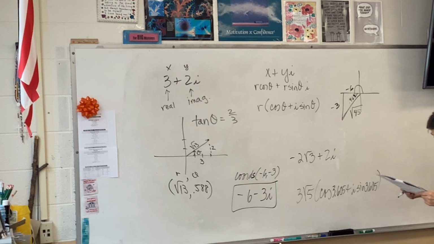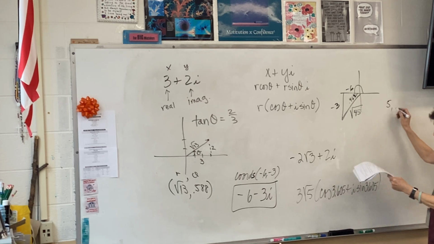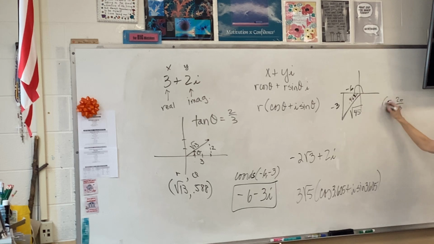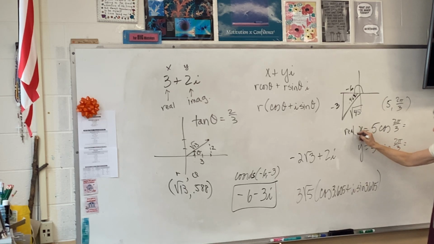Number 2, a complex number is represented in polar coordinates, 5, 2 pi over 3. Find its real and imaginary component. Okay, what does that mean? The real component is x. The imaginary component is y. So I am going to find x and y. So x equals r cosine theta, and y equals r sine theta. So this will be real, and this will be imaginary. Okay, so here we go.